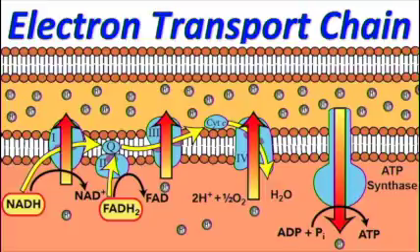The final step of cellular respiration is the electron transport chain, where the bulk of the ATP is made. The energy is created along the inner membrane, but also uses the outer compartment and matrix of the mitochondria, where NADH and FADH2 from the Krebs cycle are stored.